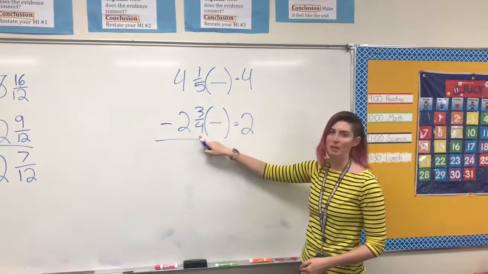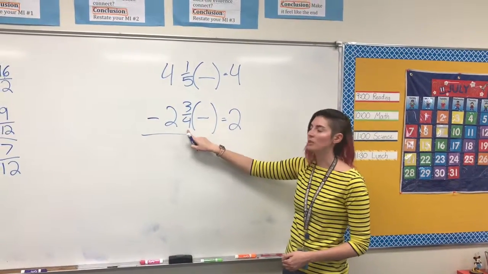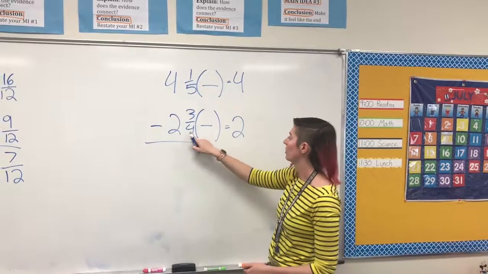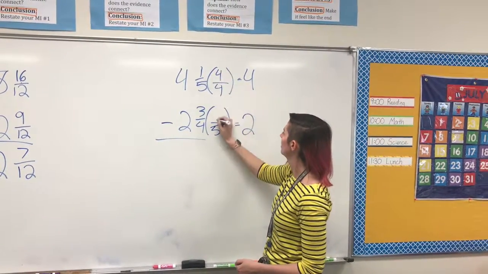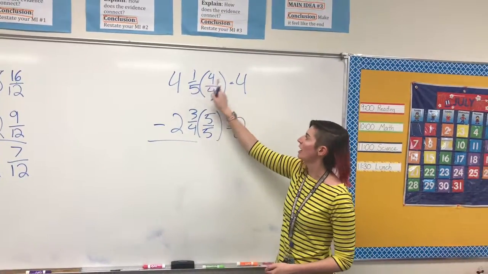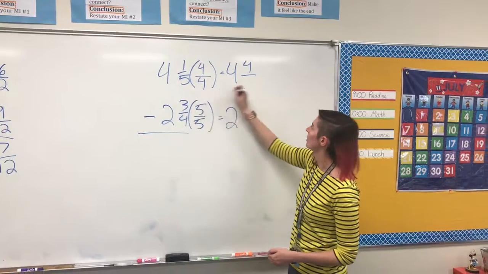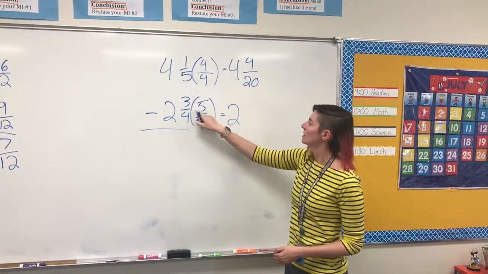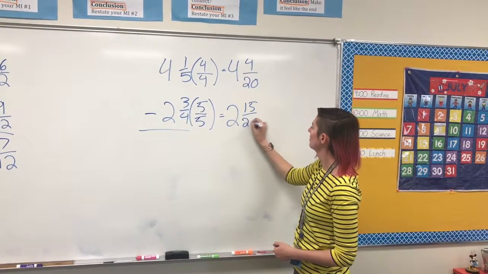And now our different denominators. First we want to see, can 4 fit into 5? No. So we're going to multiply those old denominators together. 4 times 5 and 5 times 4. Top times top, bottom times bottom. 1 times 4 is 4. 5 times 4 is 20. 3 times 5 is 15. And 4 times 5 is 20.